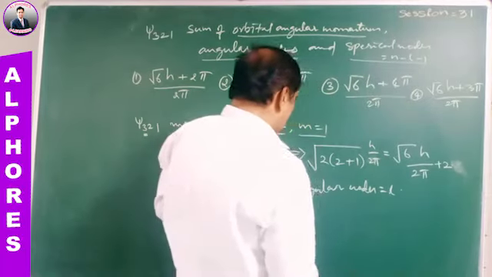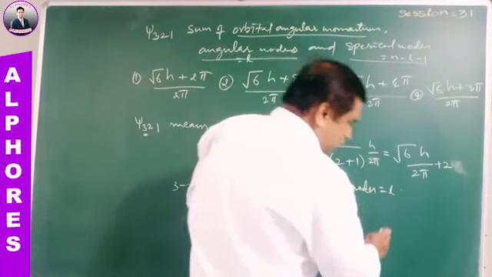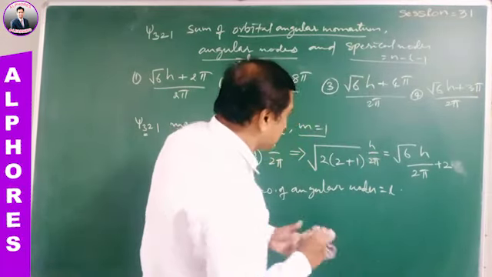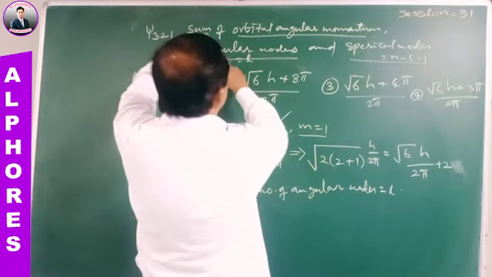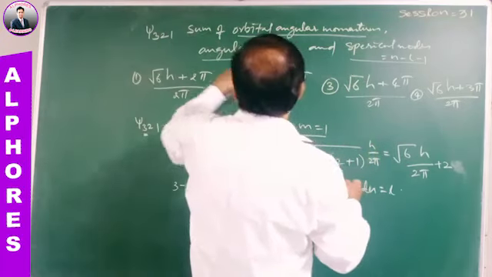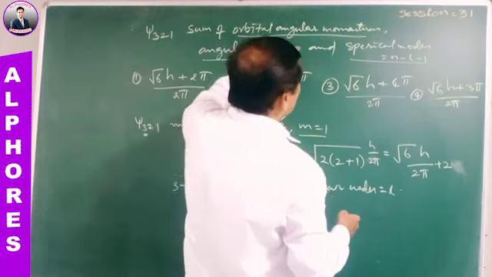So this is the sum of the orbital angular momentum. Next, angular nodes and spherical nodes.